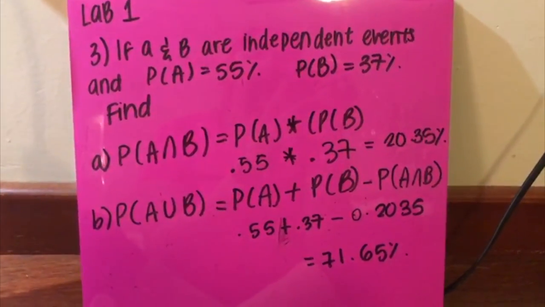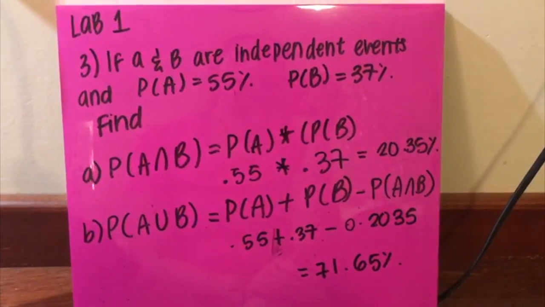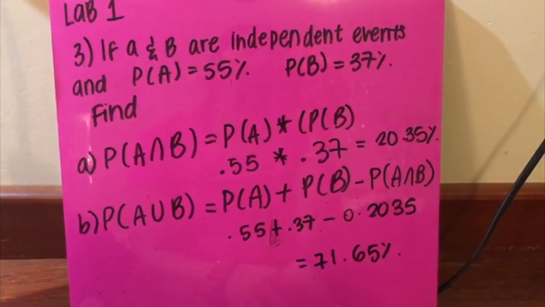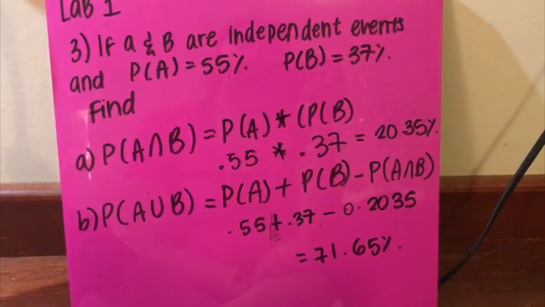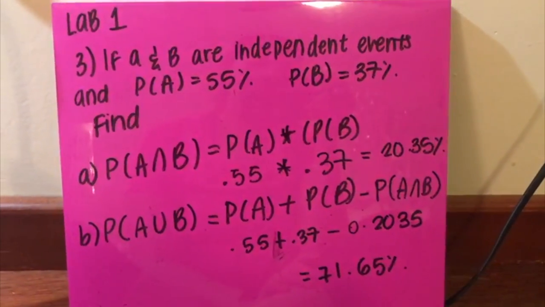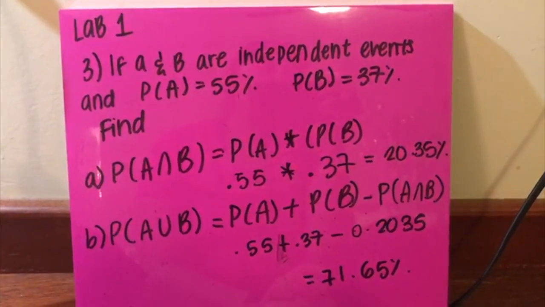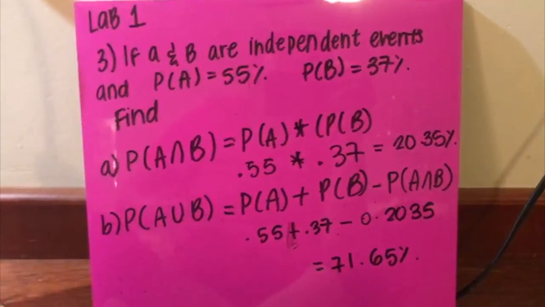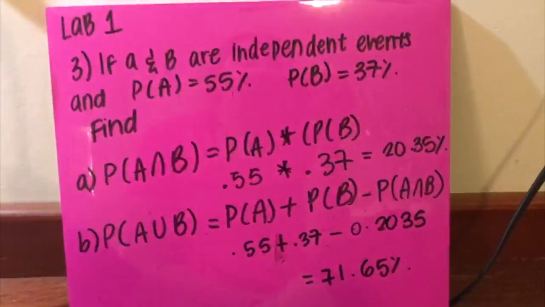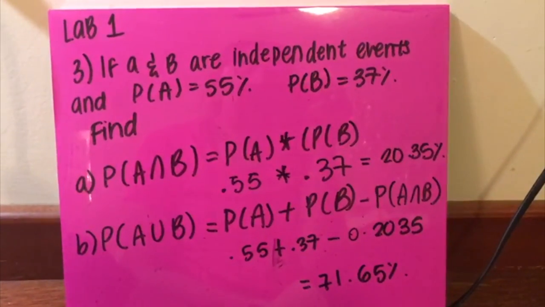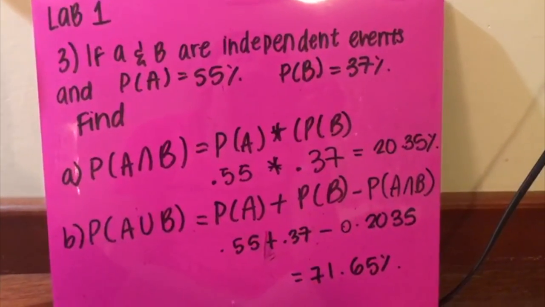So here I'm going to explain Lab 1, number 3. If A and B are independent events, and probability of A equals 55%, and probability of B equals 37%, find the probability of A and B and the probability of A or B.